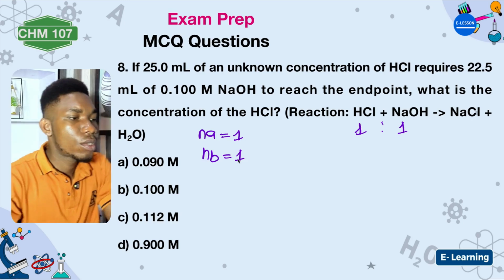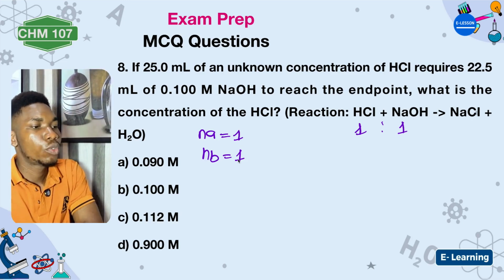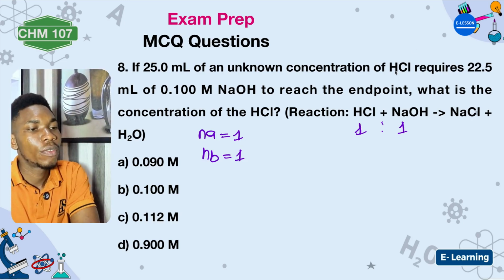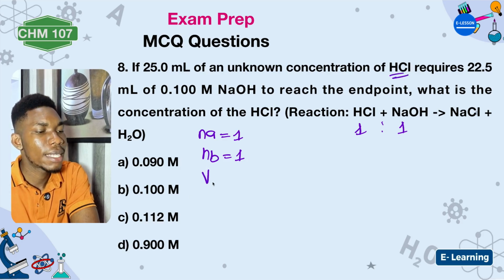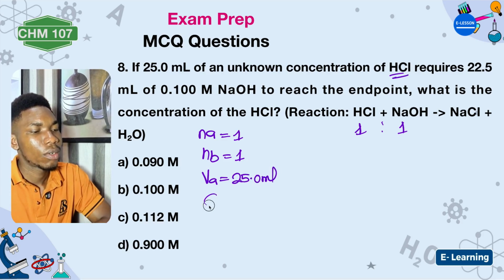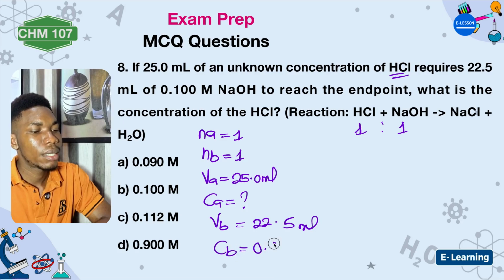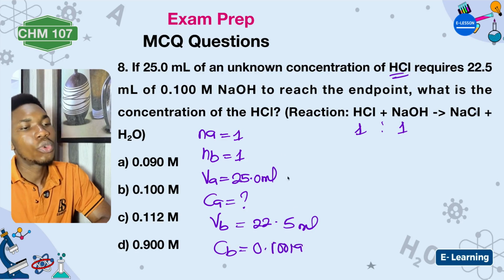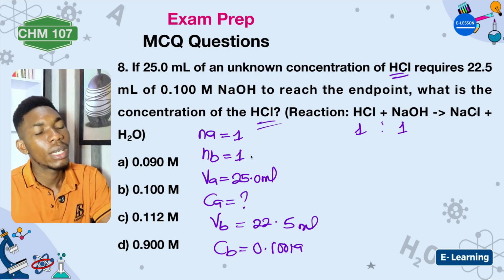So let's now solve. 25 ml of an unknown concentration of HCl. It means the volume of acid is 25.0 ml. The concentration of the acid is unknown. It requires 22.5 ml of base, and the concentration of the base is 0.100 molar, to reach the endpoint. What is the concentration of HCl?